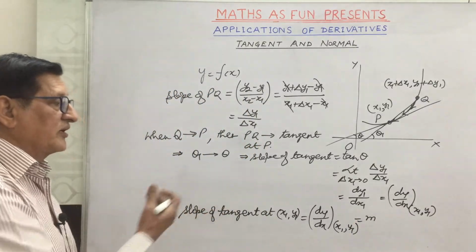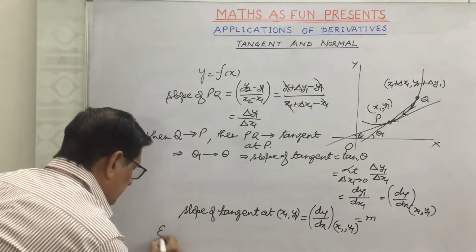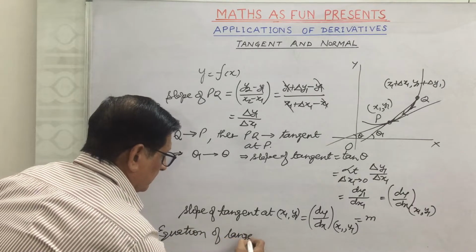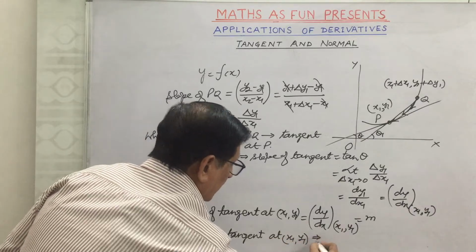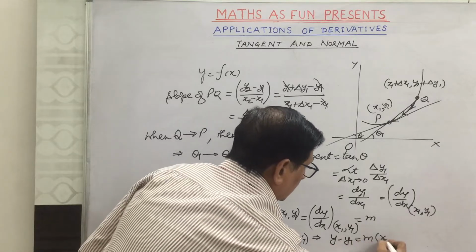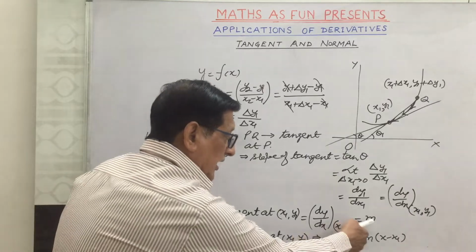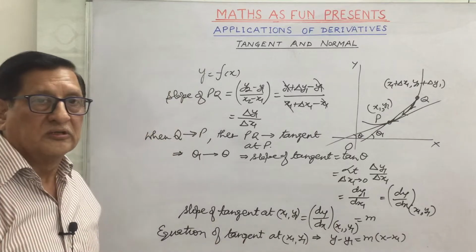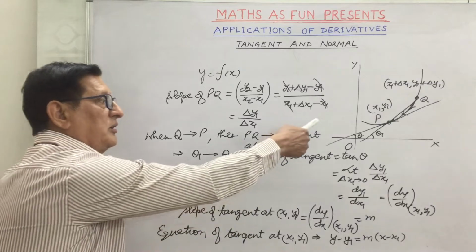Now suppose we want to find out the equation of tangent at (x1, y1). Then equation of tangent at (x1, y1) can be given by y minus y1 is equal to m into (x minus x1), where m is dy by dx at point (x1, y1). So like this we can find out the equation of tangent to a curve at any point of the curve.